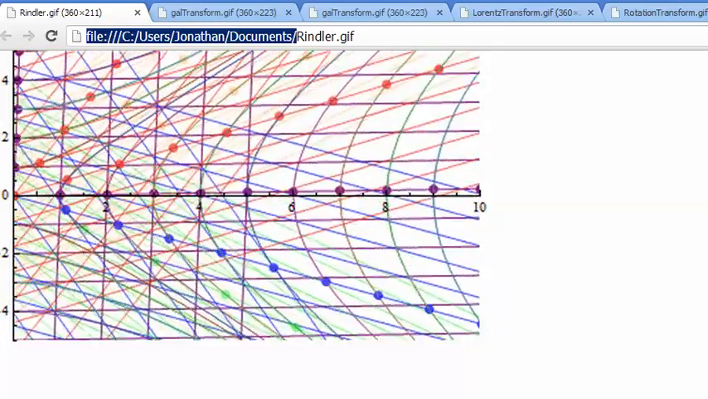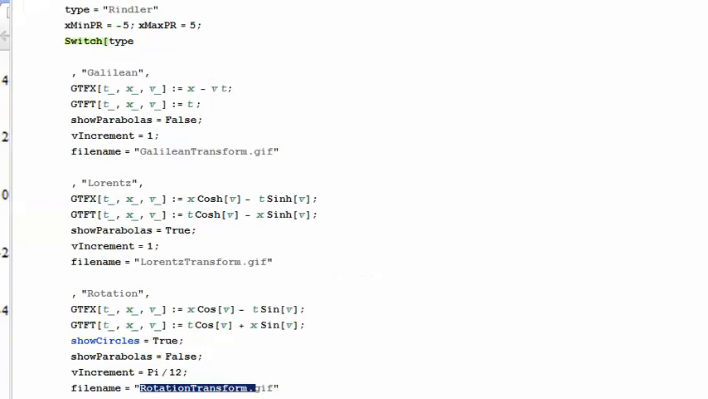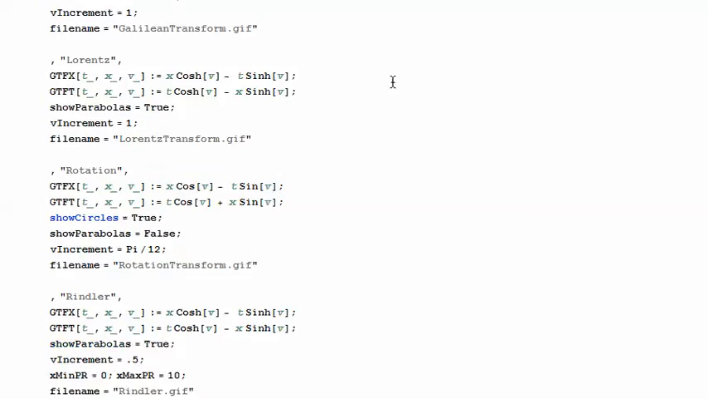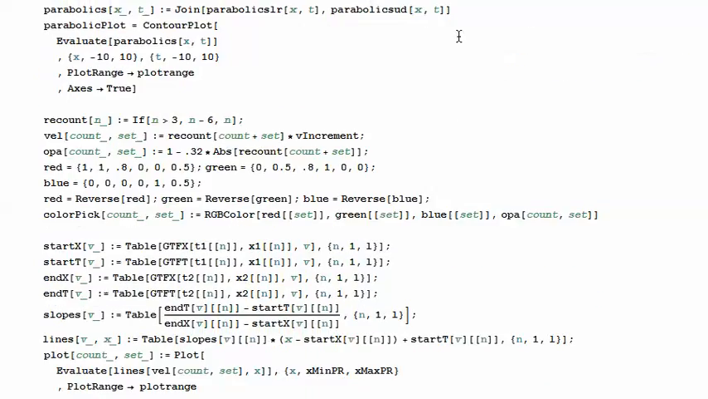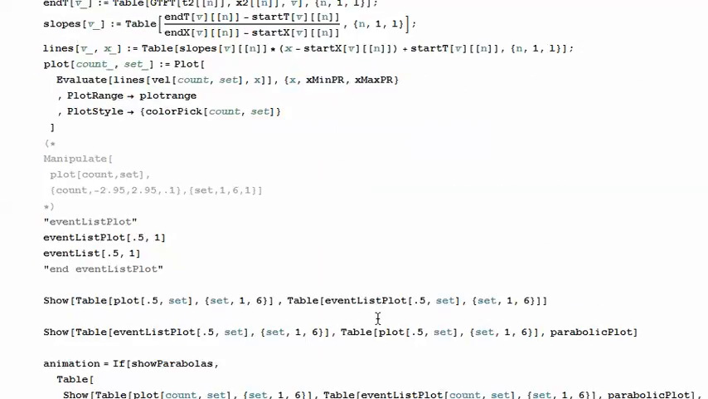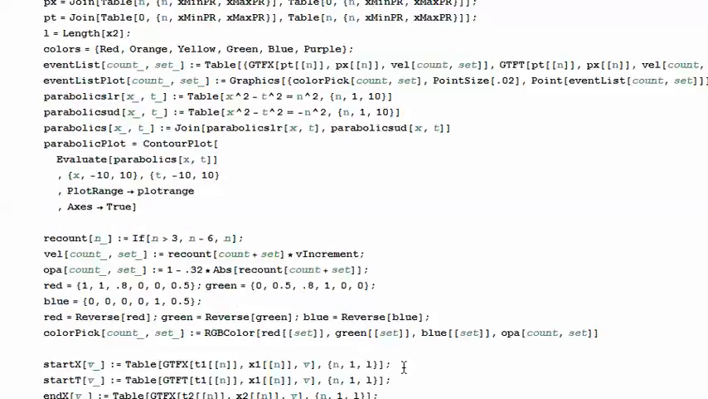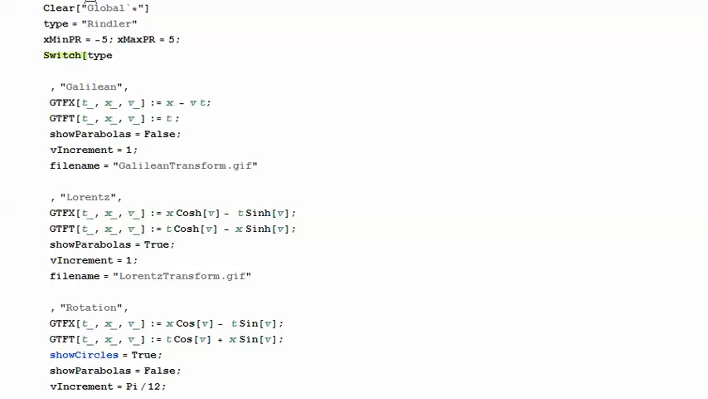Anyway, what's interesting about the different animations that I've shown you is that they all come from the same code. It's a fairly long piece of code, but what's interesting is how little there is to change between them. Right here I'll show you these lines up at the top. This little switch at the top, I set type equals Rindler because I wanted to create the Rindler animation.